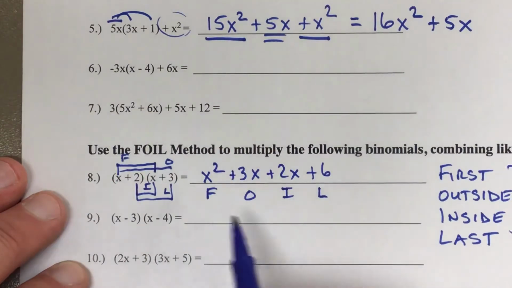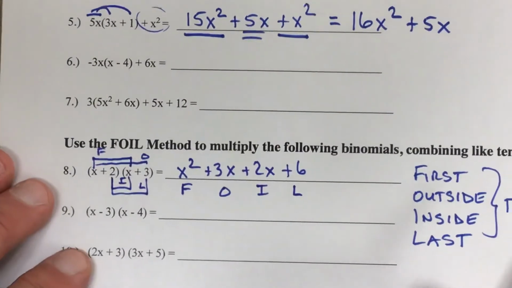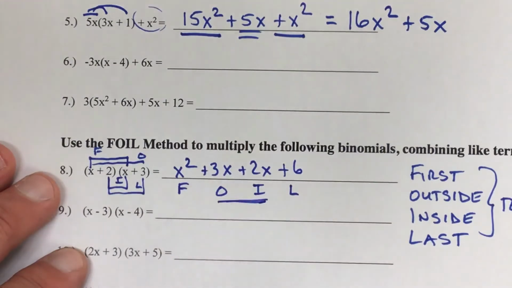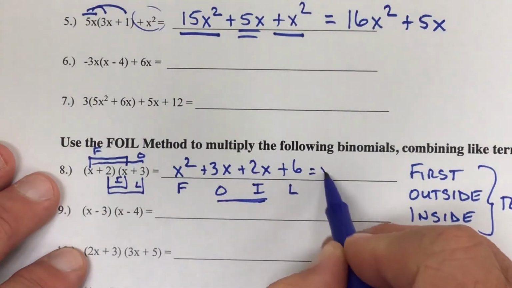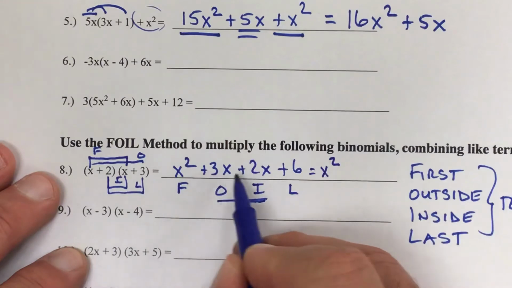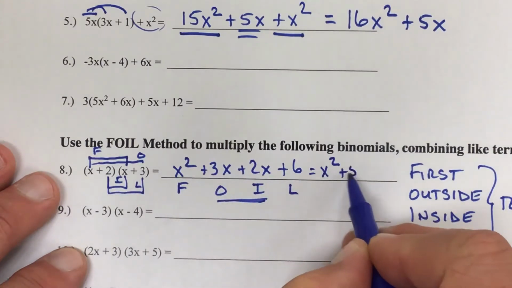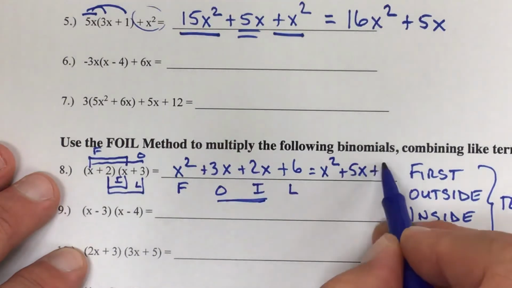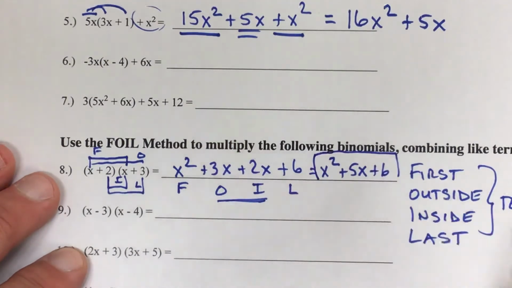So FOIL, F-O-I-L, first, outside, inside, last. Notice that these two terms we're going to be able to combine. So we would have x squared, then 3x plus 2x is 5x. We don't do anything with the exponents. And then we have plus 6. So this would be my answer.